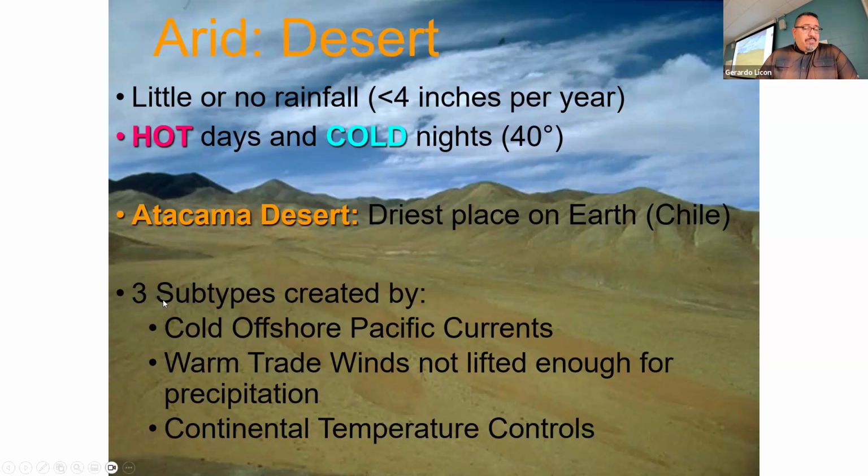And there are 3 different subtypes of deserts that are created either by those cold offshore Pacific currents that I mentioned earlier, the cold ocean currents that make it dry inland, so there's not a lot of rain, the warm trade winds that are not lifted enough to get the precipitation out of them, or continental temperature controls, although I mentioned already there's not a lot of continentality in Latin America.